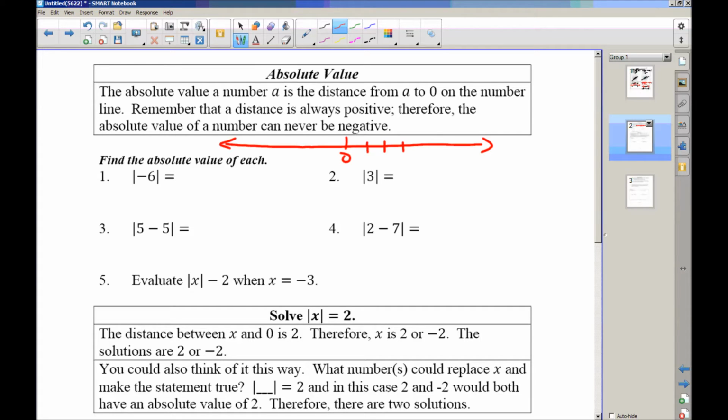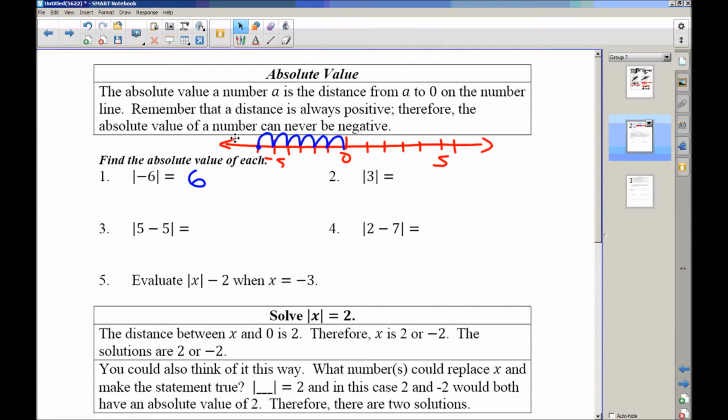0, 1, 2, 3, 4, 5. 1, 2, 3, 4, -5. Okay. So the absolute value of -6 means if I'm standing on -6, how far do I have to walk to get back to 0? So 1, 2, 3, 4, 5, 6 units. So the absolute value of -6 is +6.